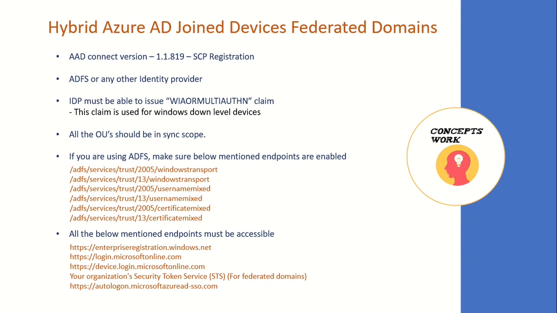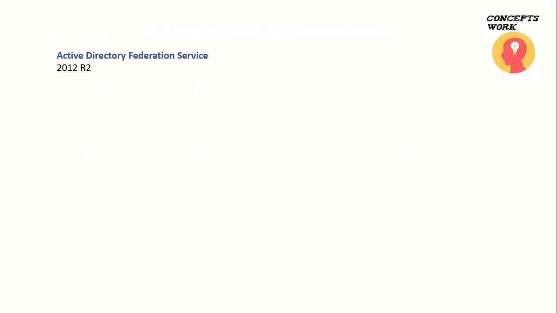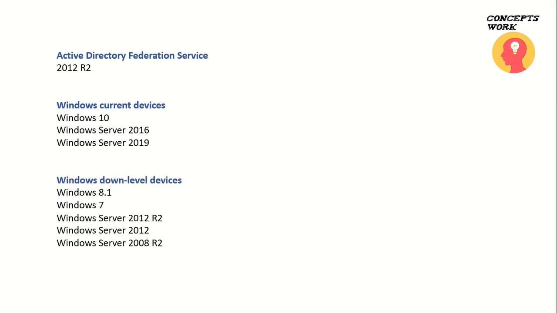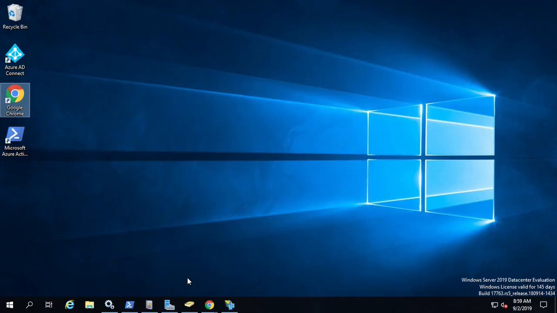Moving on to what you need from the ADFS perspective, your ADFS should be at least 2012 R2. And again, a quick overview of the device types: Windows current devices are Windows 10, 2016 and 2019, and all the other client operating systems are known as Windows down level devices. Now let's proceed with making the changes in the AAD Connect setup, and I'll also show you the group policy I have changed, where I have added the additional link so that my ADFS link is also available in the local intranet zone.